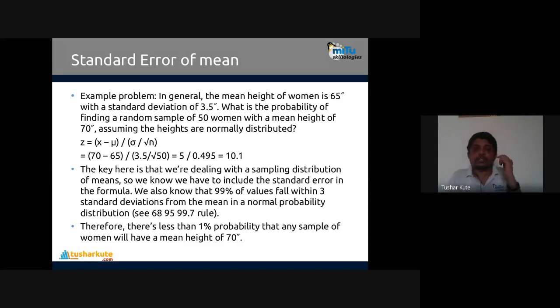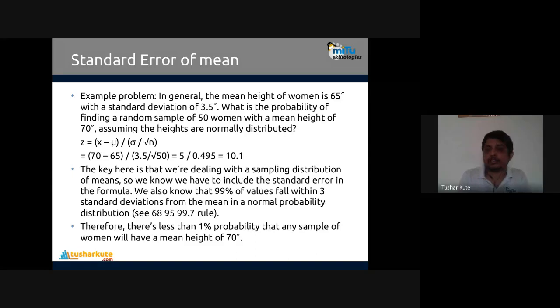So, example: in general, the mean height of women is 65 inches, for example, with a standard deviation of 3.5, let's say. So what is the probability of finding a random sample of 50 women with a mean height of 70 inches, assuming that the heights are normally distributed? We are considering that elements are normally distributed. The Gaussian distribution is there.